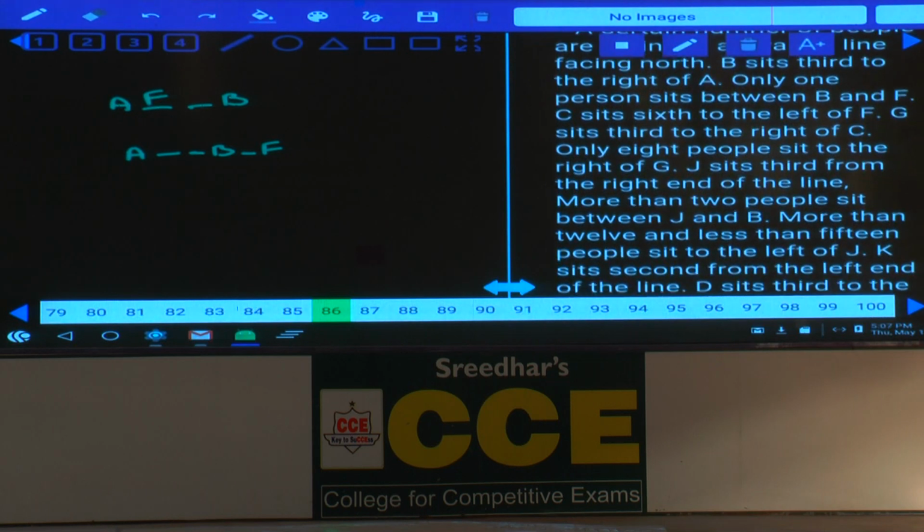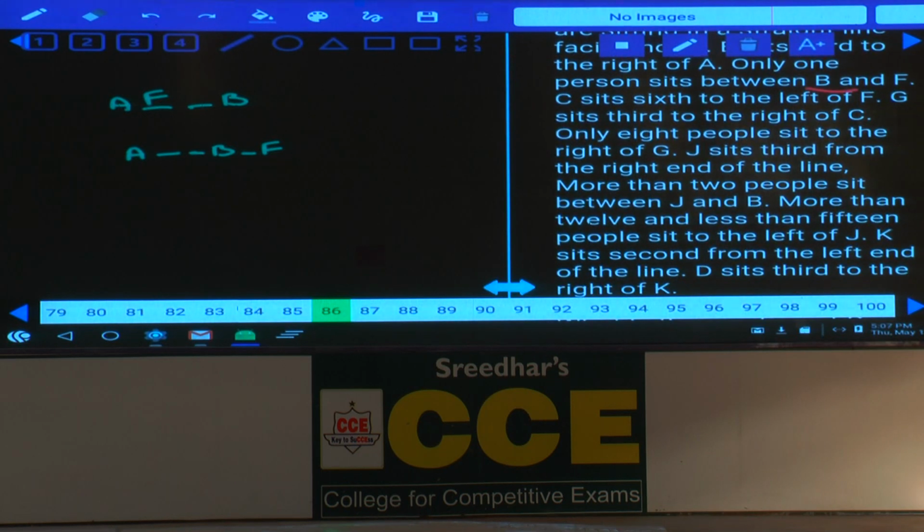Now only one person sits between B and F. C sits 6th to the left of F. 1, 2, 3, 4, 5 and 6. C is seated 6th to the left of F. And next one. Here C 6, 1, 2, 3, 4, 5 and 6. C is 6th to the left of F and G sits out to the right of C. 1, 2, 3, G sits out to the right of C.